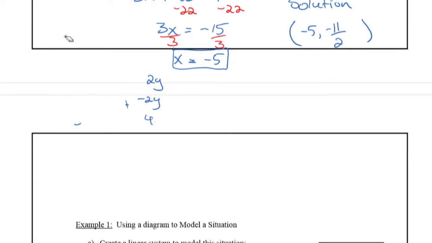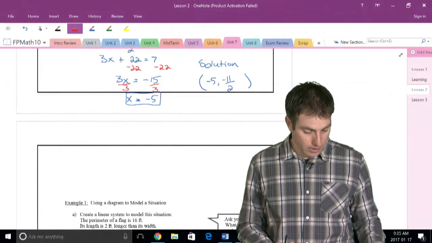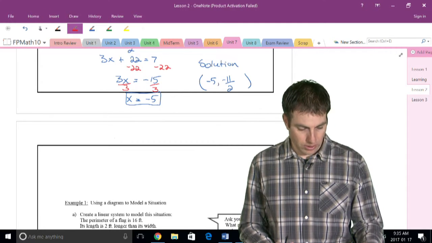This computer is being really special today. All right, so let's look at a few word equations, and then we'll call it a day.